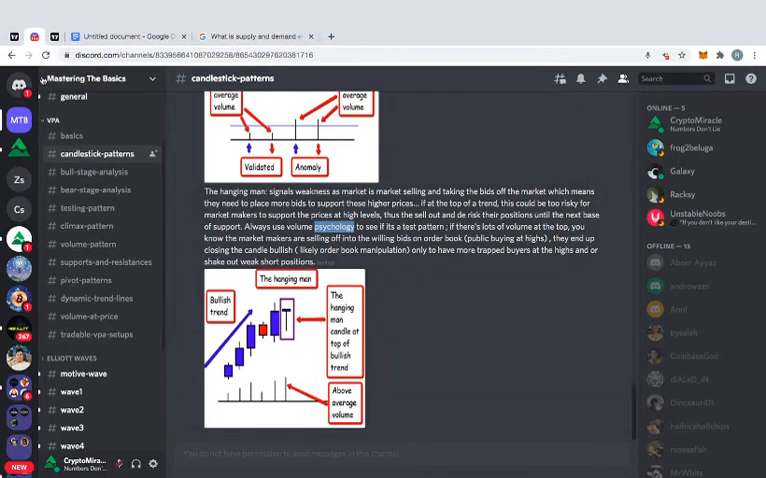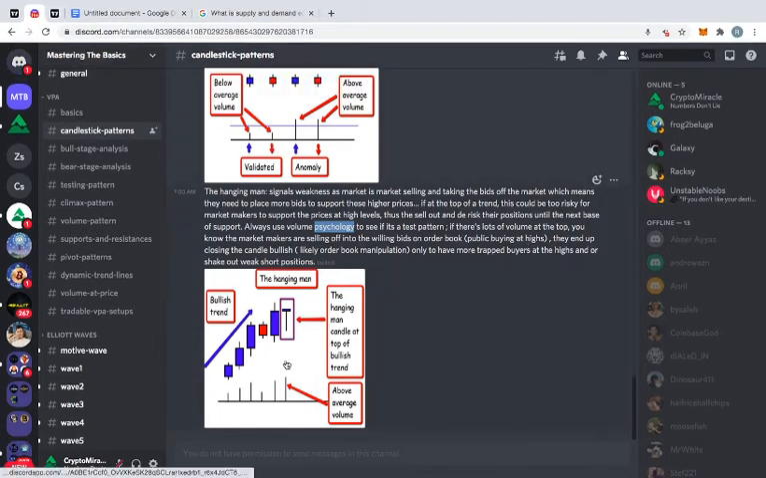And we saw what can happen here at top levels, at high levels. It's not a very good thing, right? Because it's a huge wick. But if you can understand that right here, just like Bitcoin, it bottomed basically right at the low range, came back up on low volume, and then continued downwards. So it takes time to distribute. So knowing that the market maker is selling off, they end up closing the candle bullish, and likely order book manipulation or volume, like we just saw in Bitcoin, again, only creates more trapped buyers at the highs.